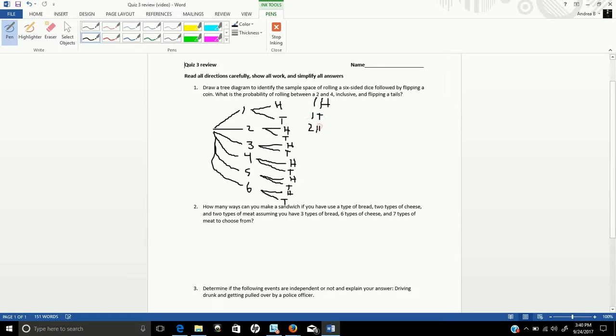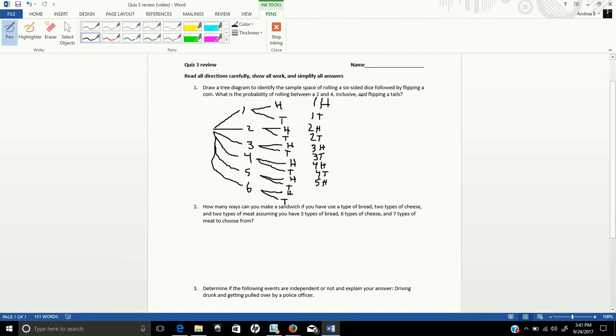And then to figure out your probability here, in this case I wanted the probability of rolling between a 2 and 4 inclusive. So if we're talking about between a 2 and 4 inclusive, that means you're including the 2 and the 4. If it just said between the 2 and 4, then it would have only been the 3 that was included there. So you want to make sure you're reading those carefully as well.